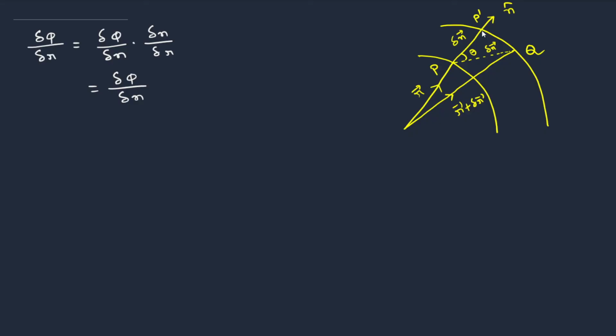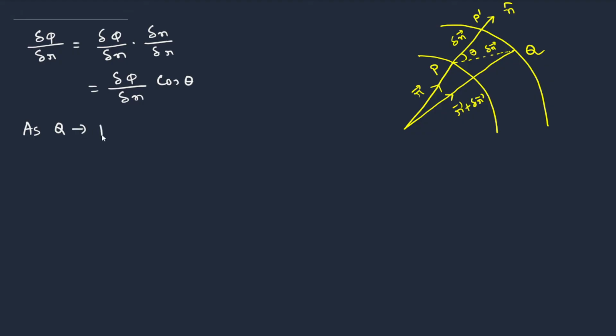Since this Q is approaching towards P, this part is considered as a triangle. If we take this as a triangle, then this delta n is what? Base, and PQ we can consider as the hypotenuse. So you see, base by hypotenuse. So base by hypotenuse is how much? Cos of theta. The angle between delta n bar and delta r bar is considered as theta.